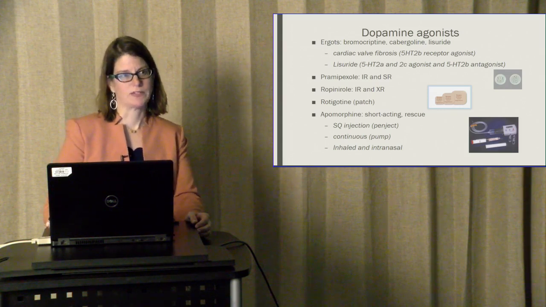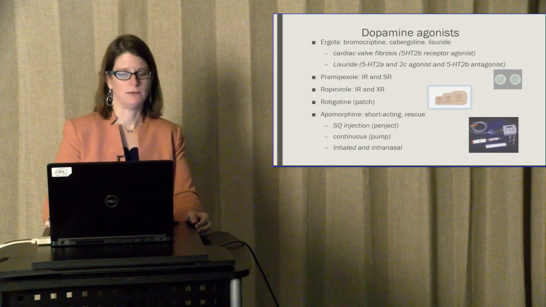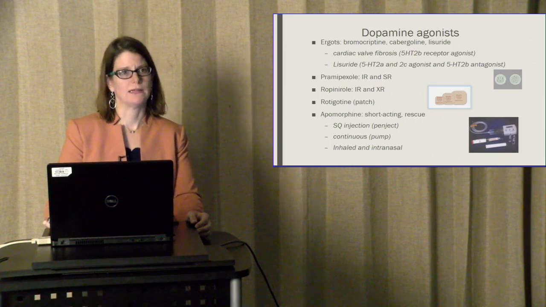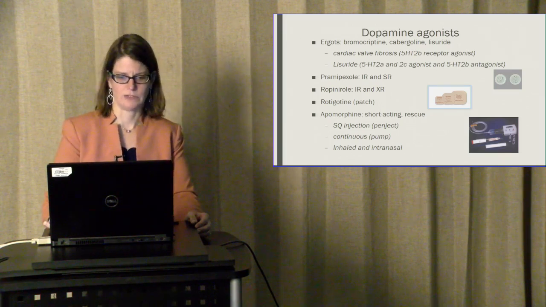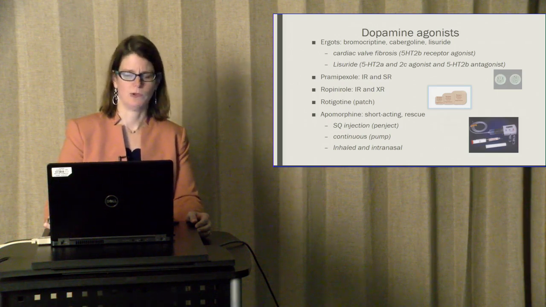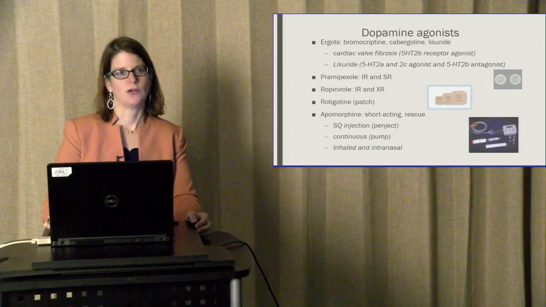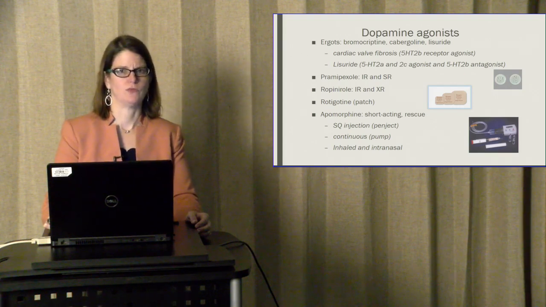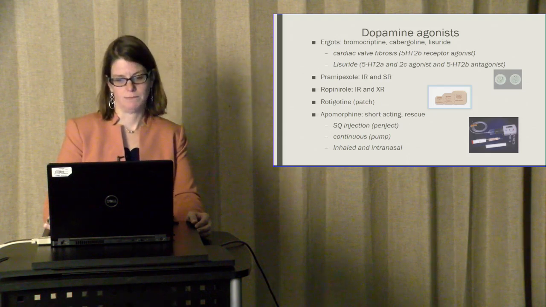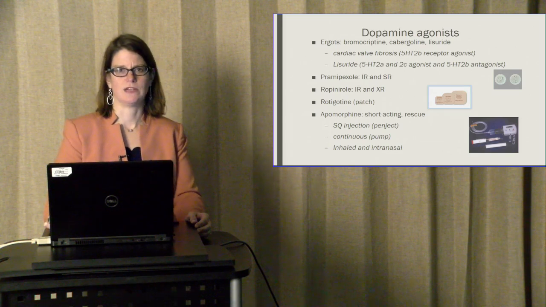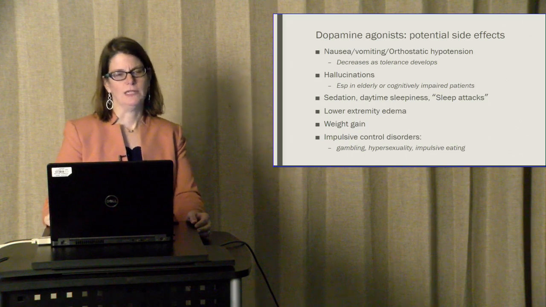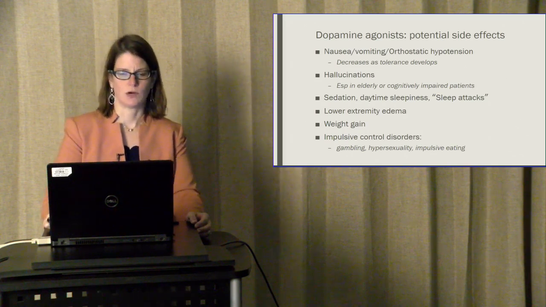And then pramipexole is one that we do use frequently. It has immediate and sustained release formulations. Ropinirole is another dopamine agonist with immediate and extended release formulations. There's rotigotine, which is a patch, which can be really useful for some patients if they have swallowing trouble. Apomorphine is a short-acting dopamine agonist that can be used as rescue if someone has an immediate off, and it's an injection, or there's now a pump, and there are investigations into inhaled and intranasal formulations. I have a slide a little bit later talking about the mechanisms, how all of these work.